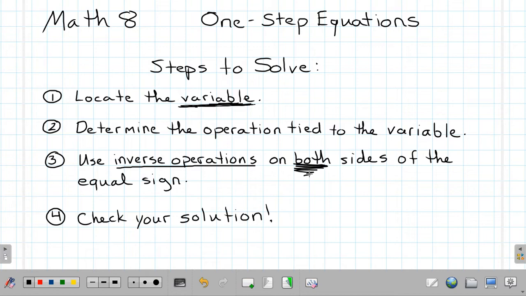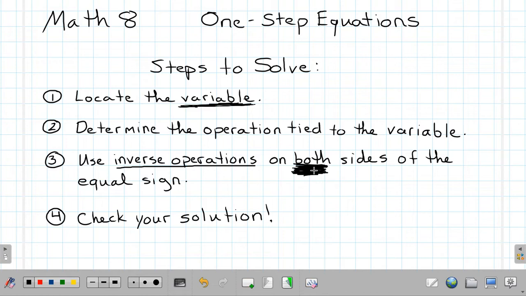So once again, if you need to or you'd like to, highlight, circle, underline, box, whatever you've got to do. This is the biggest part that most people struggle with: we've got to do it to both sides of the equal sign. And then the last thing is simply check your solution. I'll be quite honest with you, there's no reason anybody should ever get an equation wrong. If you get a solution to an equation, you can check it to make sure it is correct.